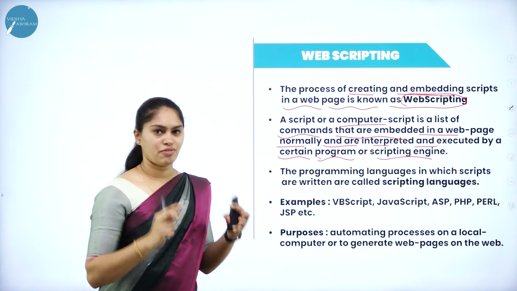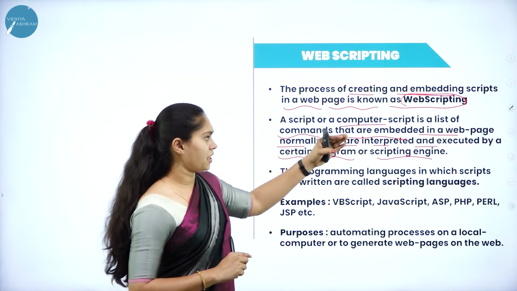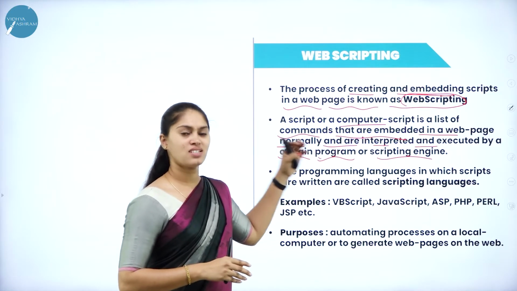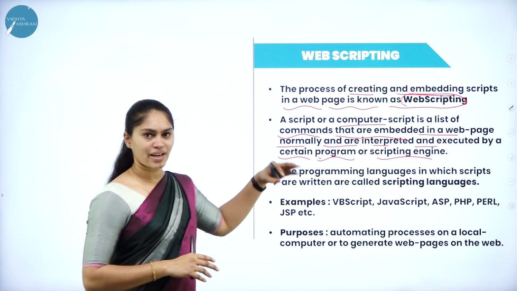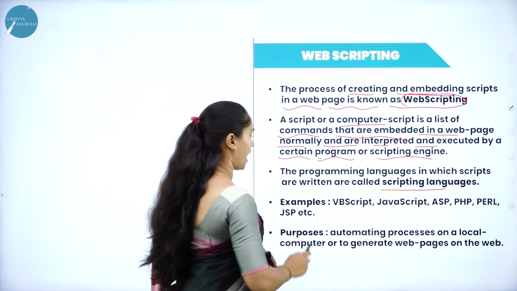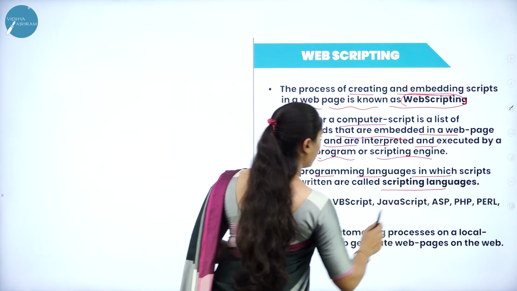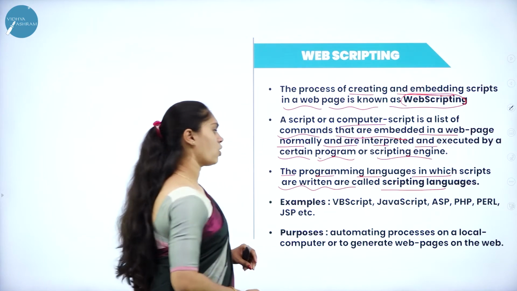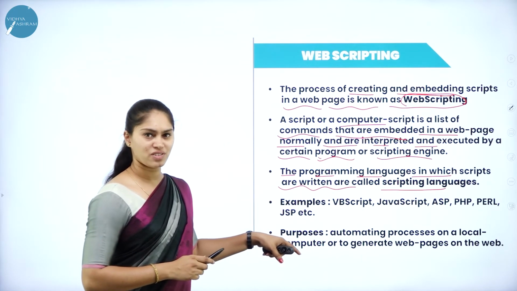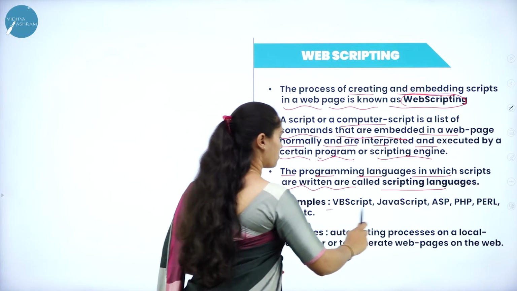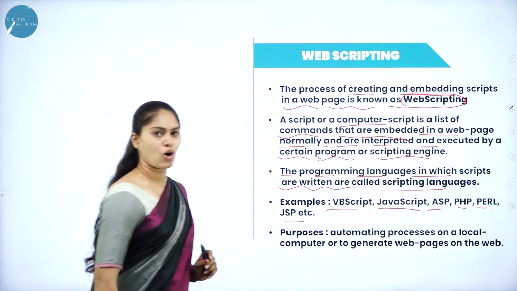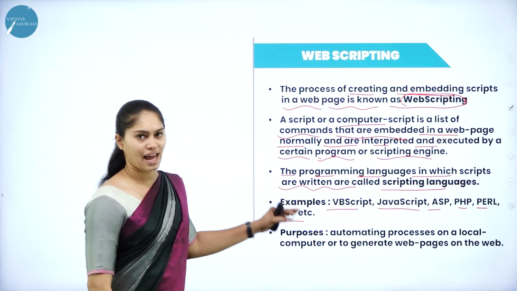If I want to do this web scripting, or have embedded scripts in my web pages, then I have to use a programming language. That is considered a scripting language. The programming language in which scripts are written is called a scripting language. Then what are the examples of scripting languages? That includes VBScript, JavaScript, ASP, PHP, Perl, JSP. All these are scripting languages.